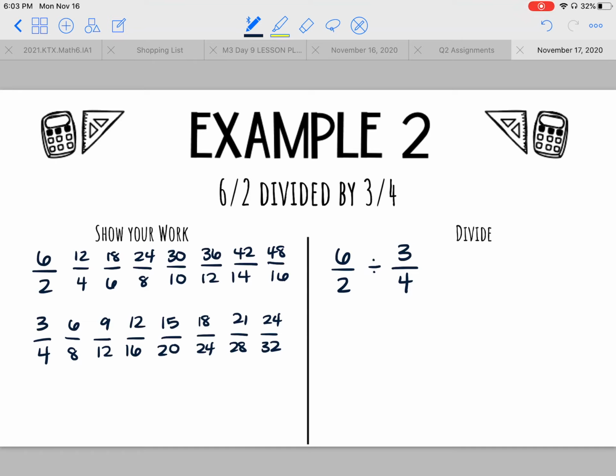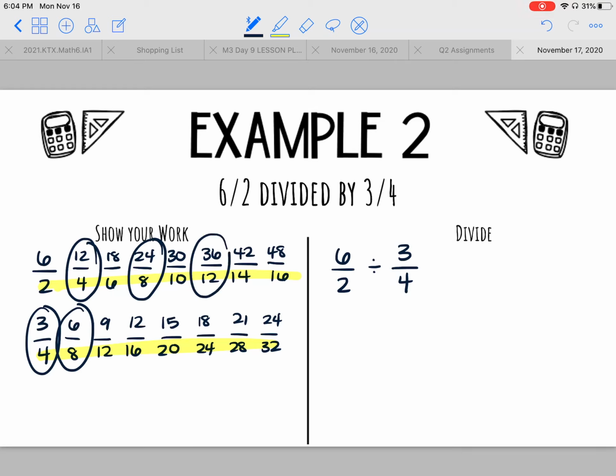And remember, the denominator is the bottom number, so I'm just going to be looking at these bottom numbers right here to see what I have in common. So if I look across, I see that I have 4s in common, I have 8s in common, I have 12s in common, and I have 16s in common. But I'm going to use the 4s because that's the smallest number.